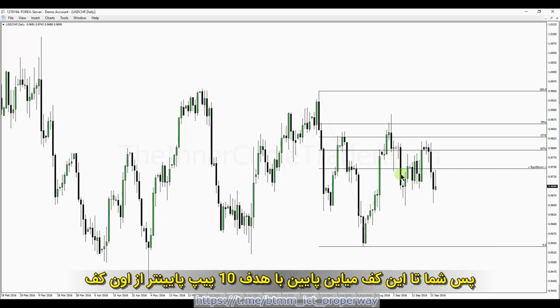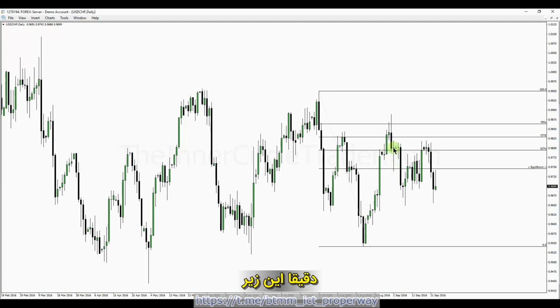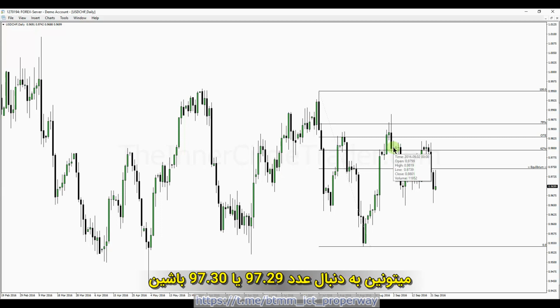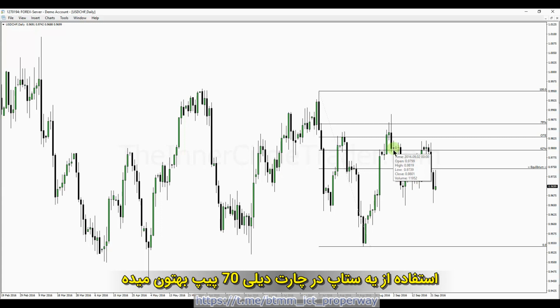So you'd get below here. Say you're aiming for 10 pips below that low, below this low right here. You'd be looking for 97.29, roughly 97.30. That's 70 pips using a setup that's on the daily chart.